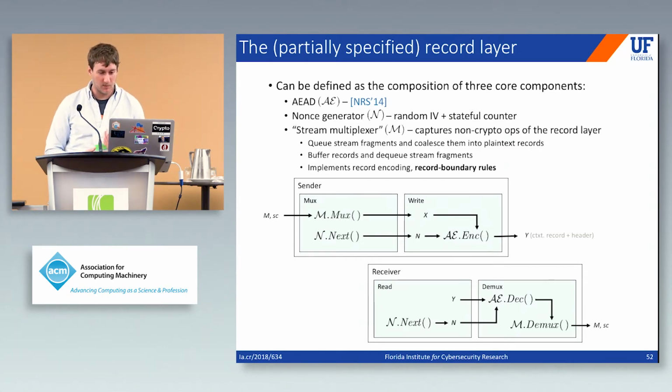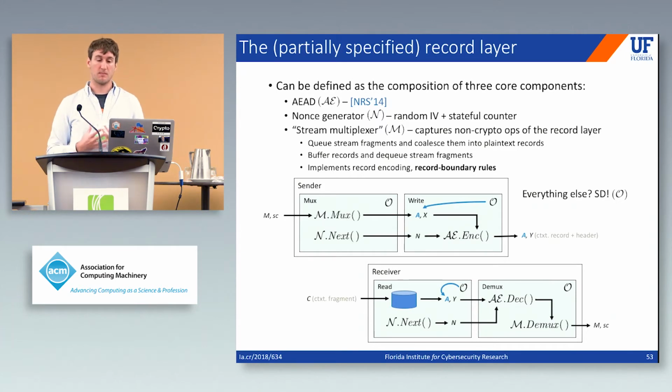And the third thing is what I call the stream multiplexer. And this captures the non-cryptographic operations that are involved in coalescing fragments into records, encoding records, and enforcing record boundary rules. The stream multiplexer also determines what level of privacy the record layer will ultimately achieve, whether it hides the content type and the lengths of fragments, etc. So as I said, it doesn't do any crypto, so we're not going to make any computational assumptions about this thing, but we do need to give sufficient conditions on this stream multiplexer under which we can prove security of the composition. And that's why it's important to pull this piece out as an explicit part of the construction.